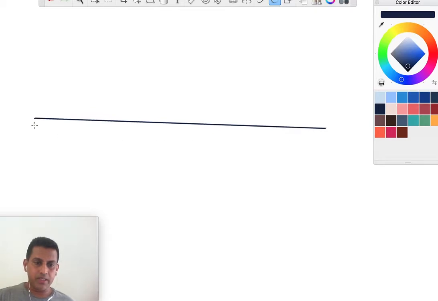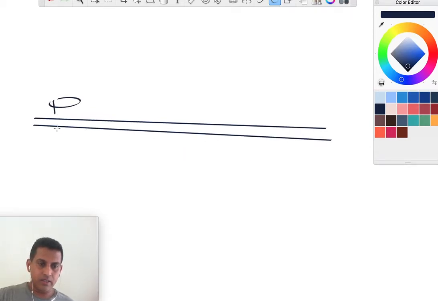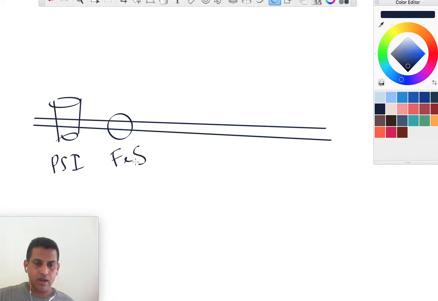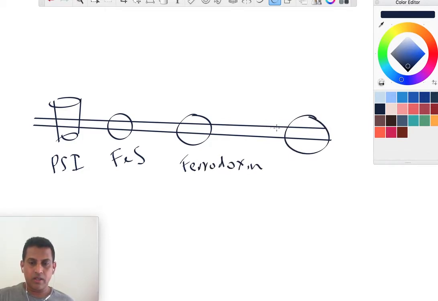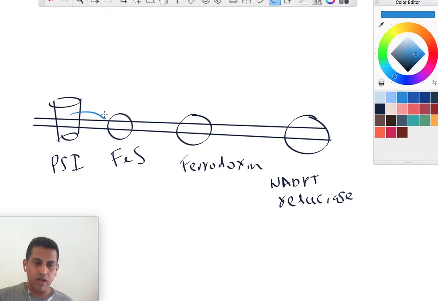So the last complex is the photosystem 1, iron sulfide, that's ferredoxin, and this is NADP plus reductase. So the electrons are moved out and then it's coming here and then coming here.